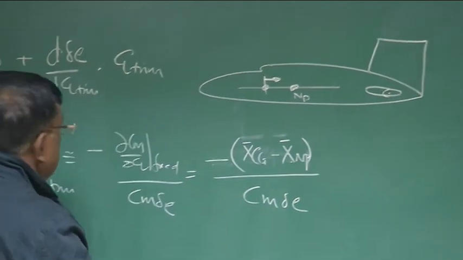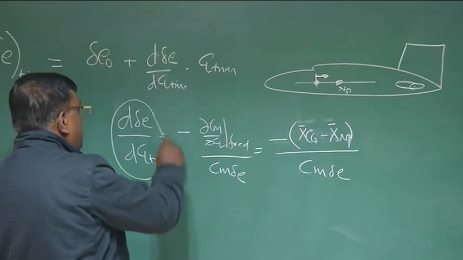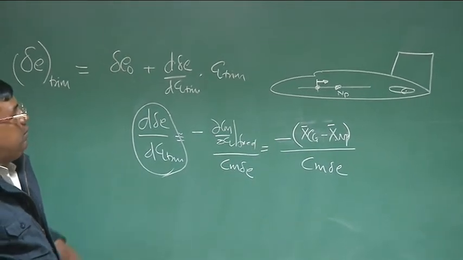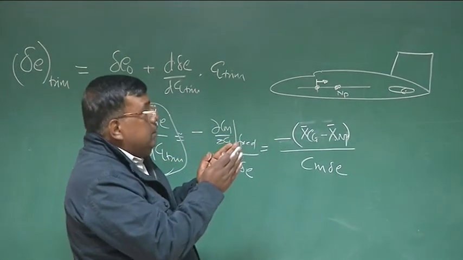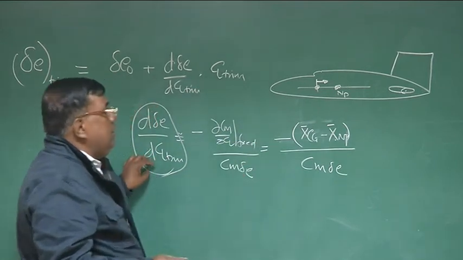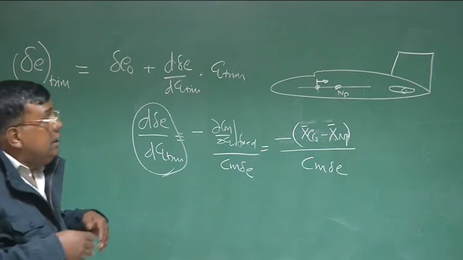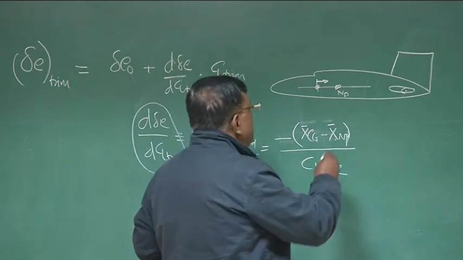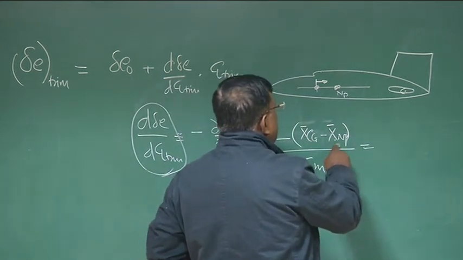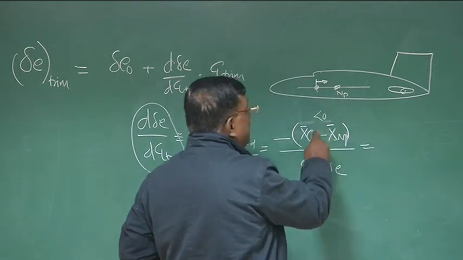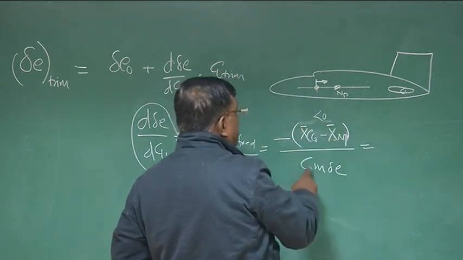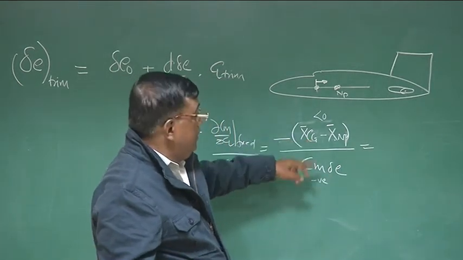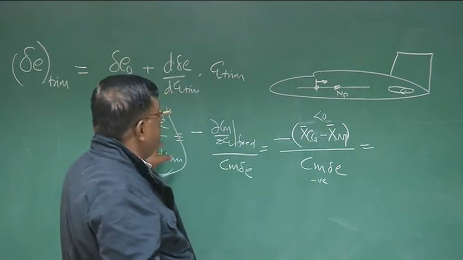And that will give a particular value to d delta E by dCl trim, and you can easily see that if I go on reducing this separation, then d delta E by dCl trim will also go down. That is, if they coincide, this value will become 0. And you can see it the other way also. xCg minus xnp is a negative number, because the airplane is statically stable. Negative, negative, positive. Here, this is also negative. So this whole value is negative. Repeat: this is negative, and there is a negative sign, so this value is negative.